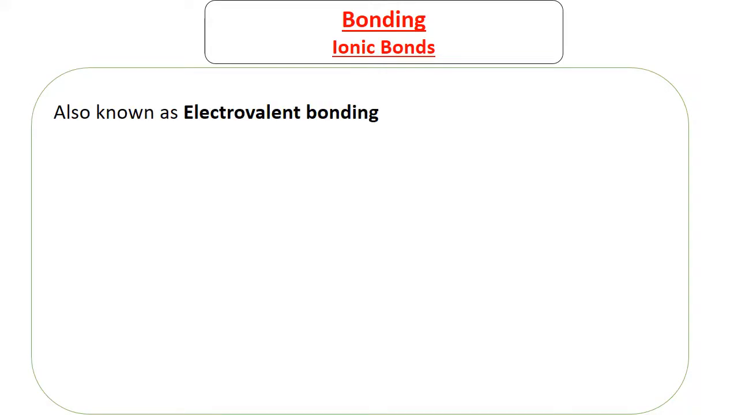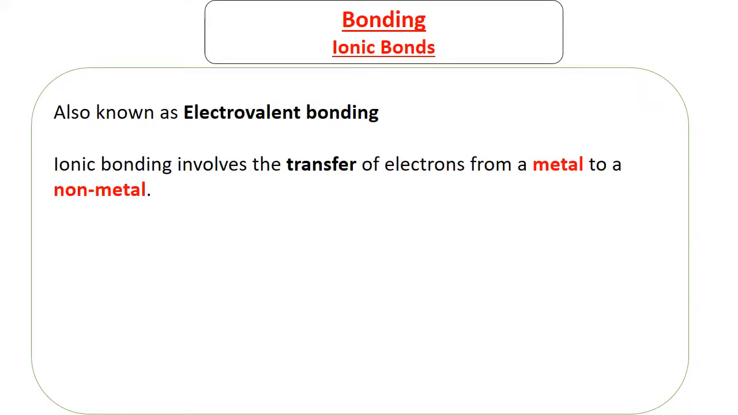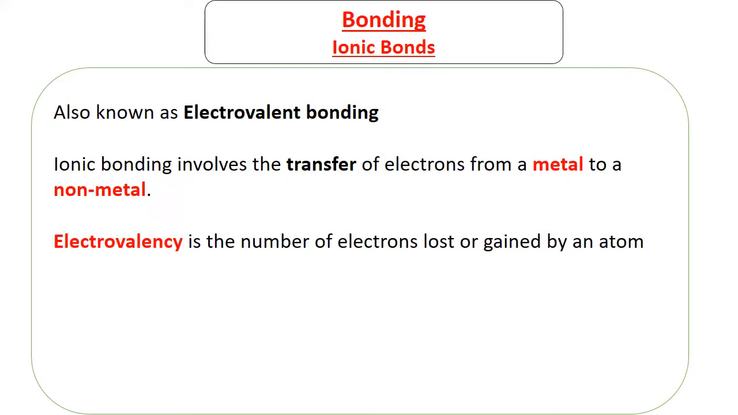Ionic bond is also known as electrovalent bonding. Ionic bonding involves the transfer of electrons from a metal to a non-metal. So basically it involves a metal which always loses an electron, and a non-metal which always gains an electron. One acts as a donor, donating an electron, and the other acts as a recipient, receiving an electron.